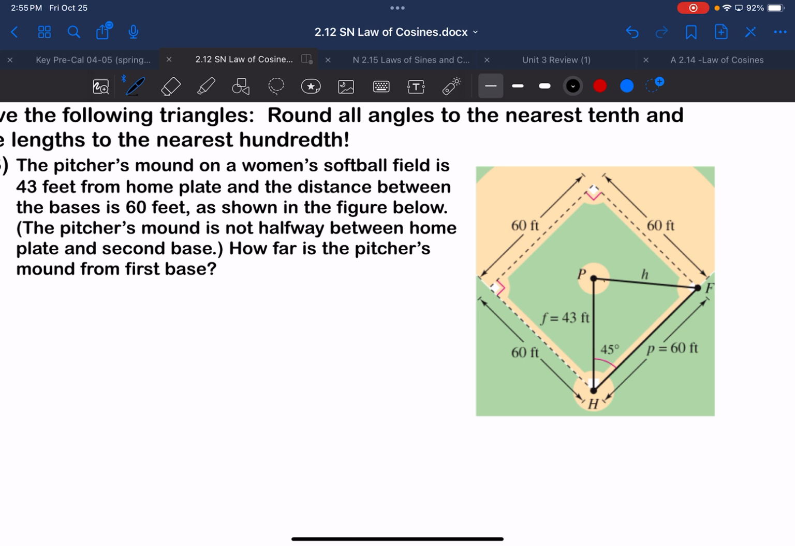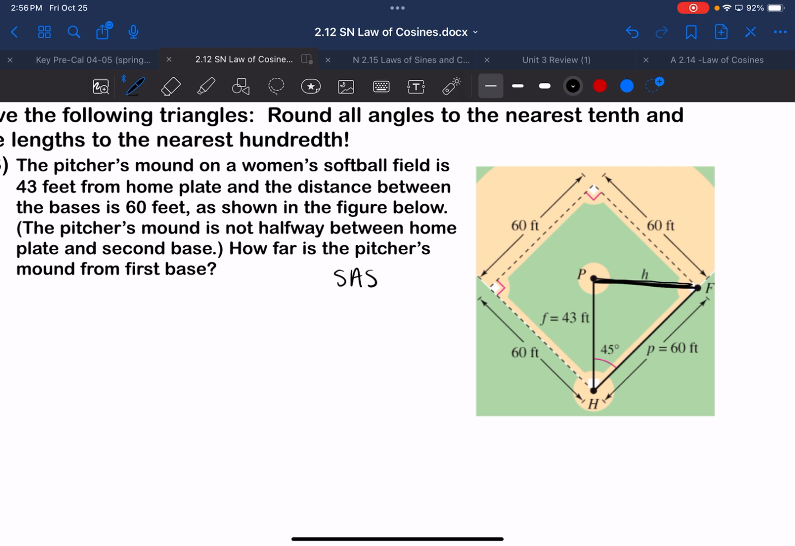Yeah, we're looking for H. Okay. All right, and based on the information given, what case would we say this is? SAS. So that means I'm going to have to use law of cosines. Okay, so I'm looking for H. Is H a side or an angle?